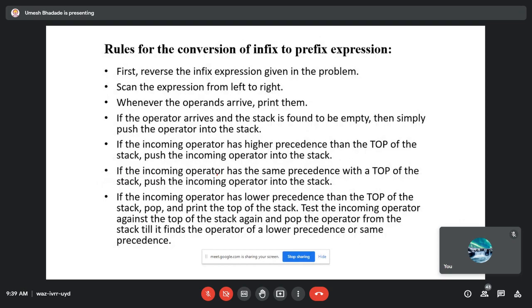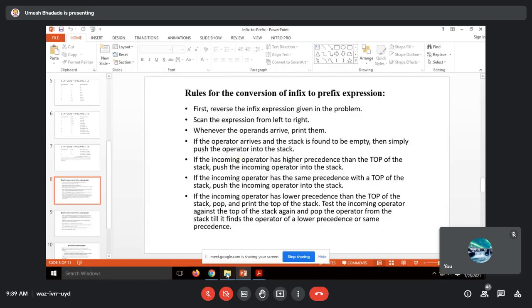So this is how the algorithm works. Now what we will do, we will consider one example and then we will go for the evaluation of the expression.